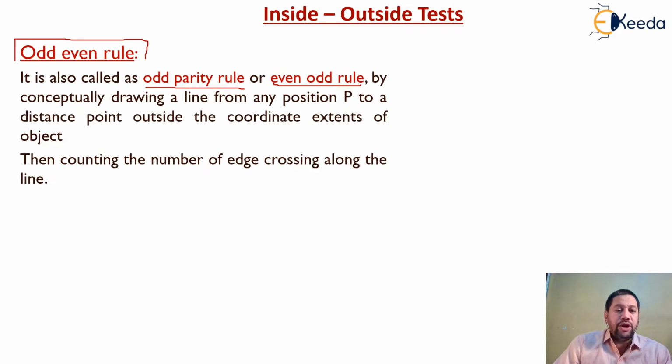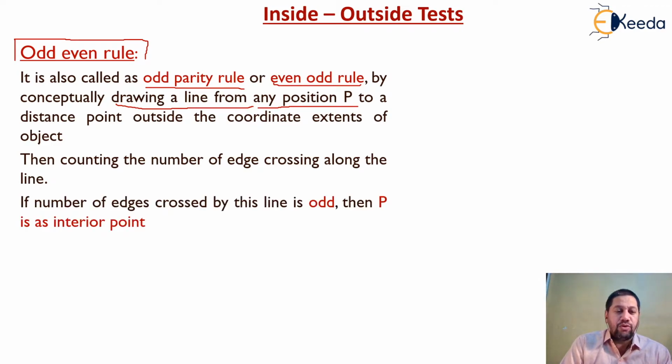What we have to do is conceptually draw a line from any position P to a distant point outside the coordinate extents of the object. Means from any internal position P, which is inside, I have to draw a line which goes to the outside of the polygon.